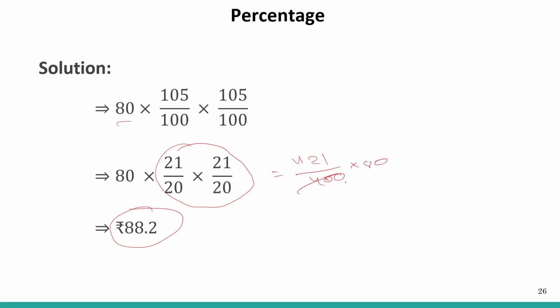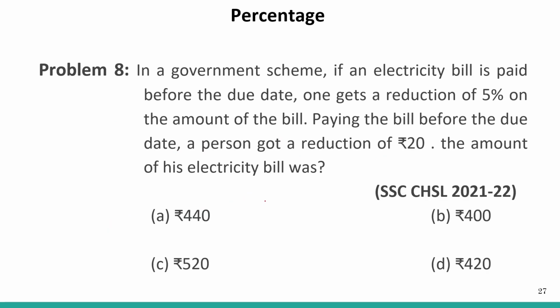If we divide it by 80, so it will be 5. Okay, dividing it by this, what we get is 88.2. So this will be 441. Okay. So let's see problem number 8.